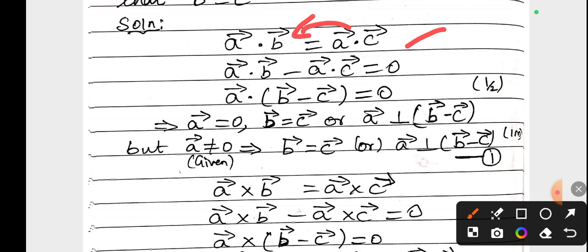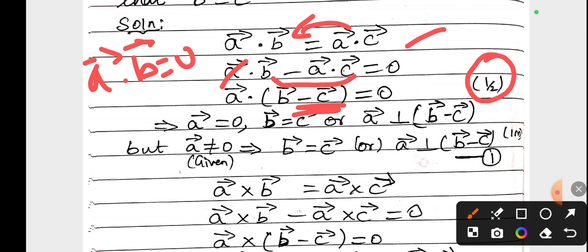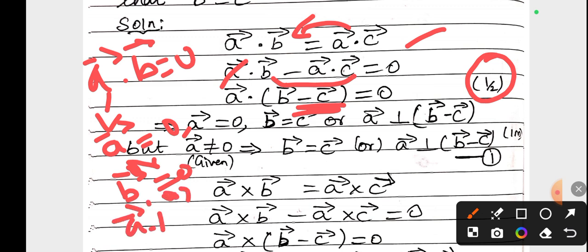Then anything we can take common. Can we take A vector common? If we take A vector out, then B will be balanced, minus C will be balanced. For writing this, half mark, children. So A vector dot (B minus C) equals 0. You yourself know when two vectors' dot product is 0. So we have some possibilities. One is the first one equals 0. It can be A vector is 0, or it can be B vector is 0, or it can be A vector perpendicular to B vector.